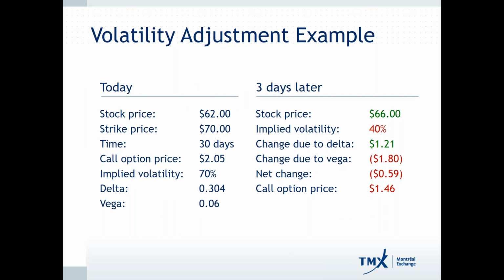Say there's a stock trading right before its earnings at $62, and you buy one of these cheap out-of-the-money call options for 30 days out. It's not super cheap, but you buy a $70 strike call option. Remember, you have the right to buy at 70, and that option, based on a 70% implied volatility, is $2.05.